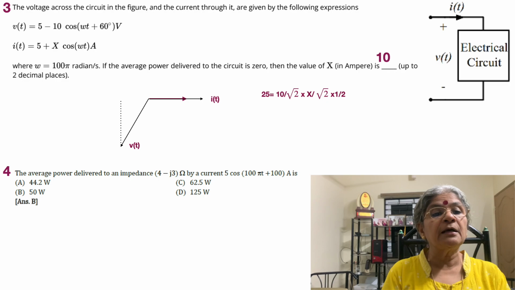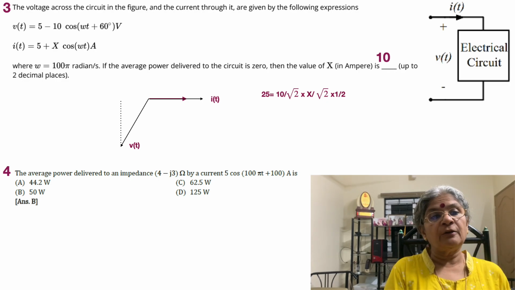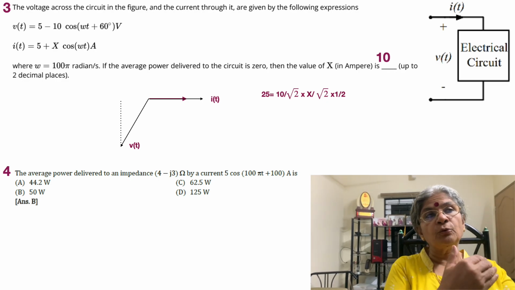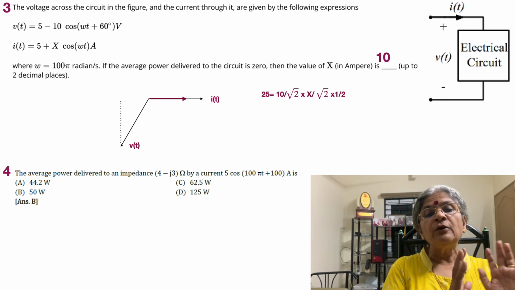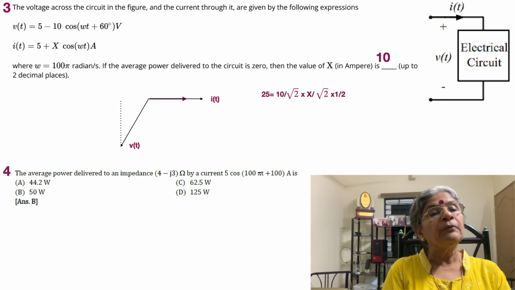So x is a constituent of the current i(t) as given by 5 plus x cos omega t. So there are two DC values, 5 and 5. These two multiply together, and so there's no root 2, etc. So 5 into 5, 25 is going to be the wattage. This 25 wattage has to be compensated, because the total power drawn by the electrical circuit is equal to 0.